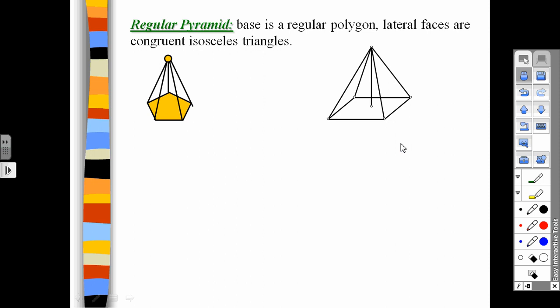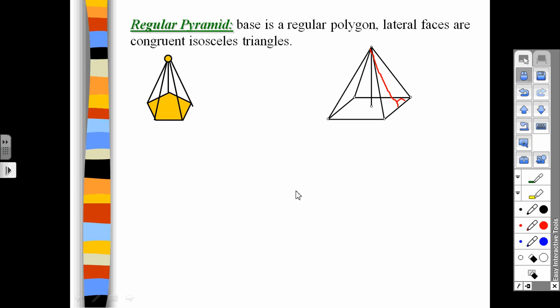And remember, we also had something called a slant height. In a pyramid, if you go from the vertex down to the midpoint of the side right there, and it's going to be perpendicular to that side, that is called the slant height.